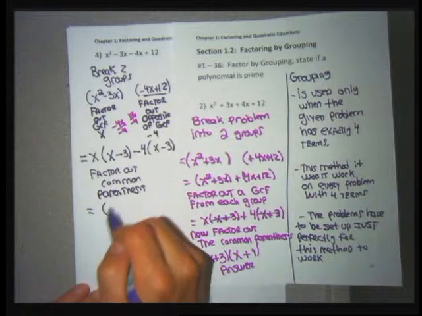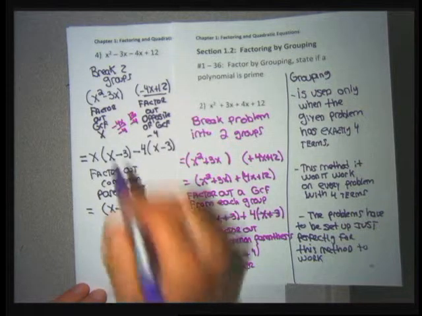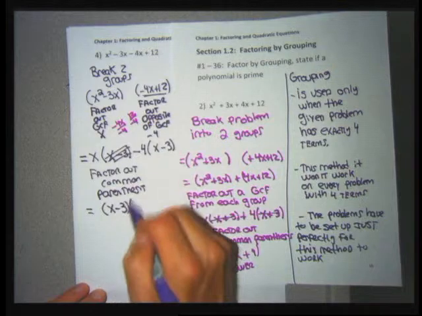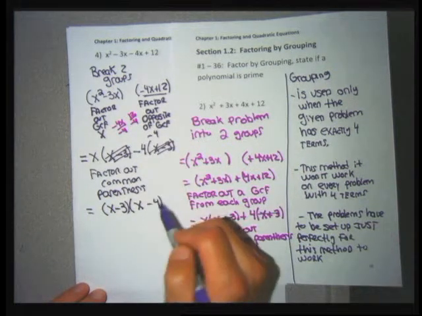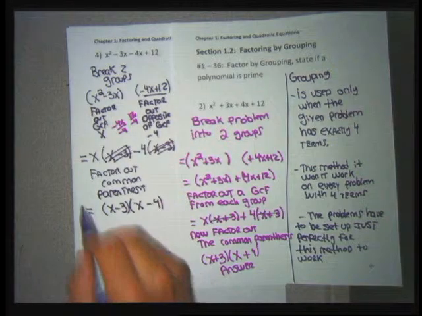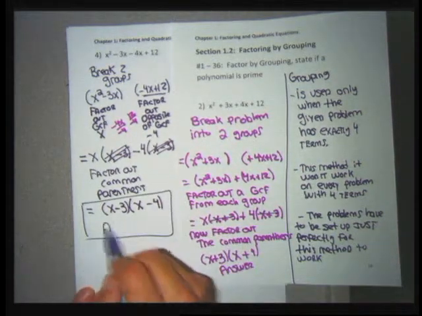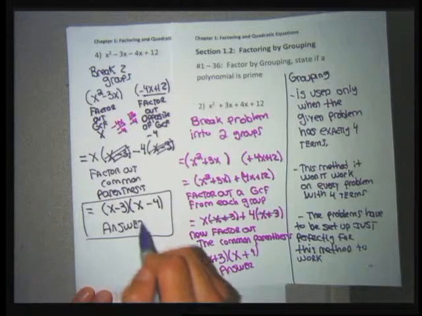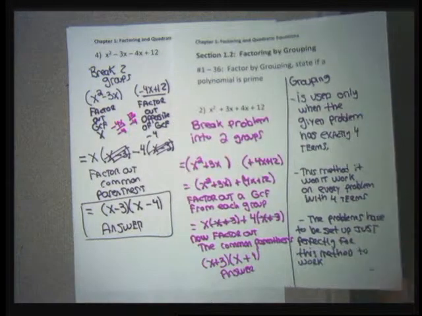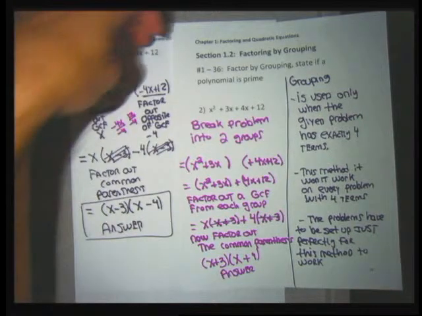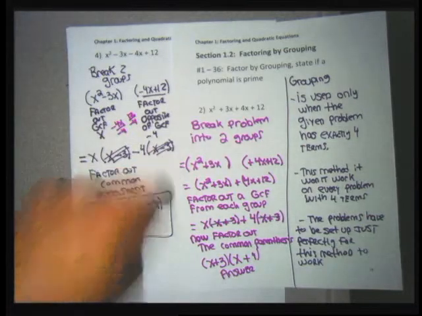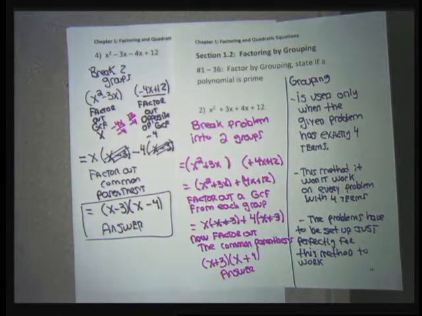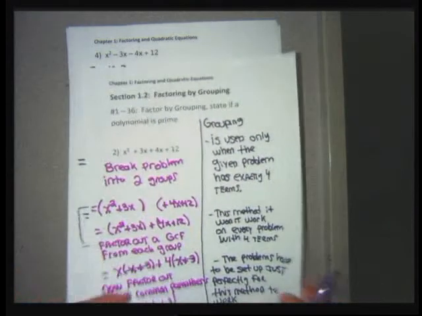So the common parentheses is an x minus 3. When I take the x minus 3 away from that, I'm left with an x. When I take the x minus 3 away from that, I'm left with a 4. So the answer to problem 4 is x minus 3 times x minus 4. And if I wanted to check it, I'd have to go through the same process. I'd have to simplify this from 4 terms to 3 terms. I'd have to FOIL this and combine like terms. The same kind of checking would happen like problem 2. You'd get two things that are equal to each other.